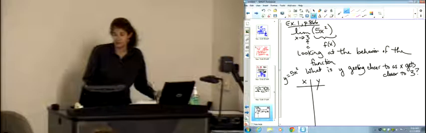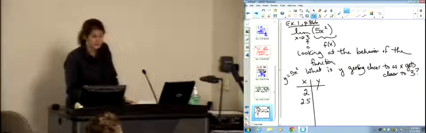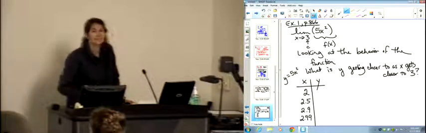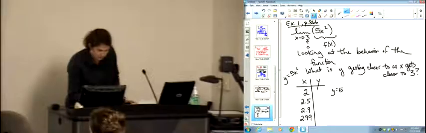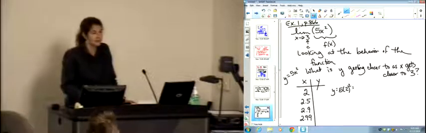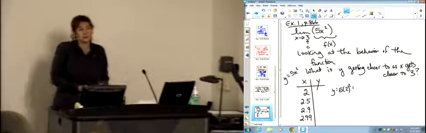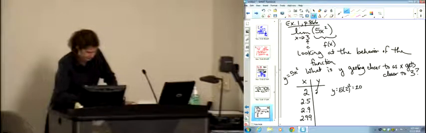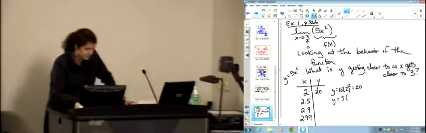So if x is getting closer to 3, what kind of values are getting closer to 3? Tell me a number that's getting close to 3. 2 is probably the first thing you think of. How about 2.5? That's getting close to 3. How about 2.9? How about 2.99? Well, if I look at y equals 5 times 2 squared to see what my y value would be, because I'm ultimately trying to figure out what my y values are getting closer to as the x's are getting closer to 3, here I have 5 times 4 is 20.